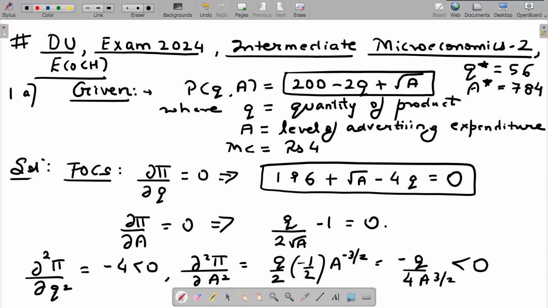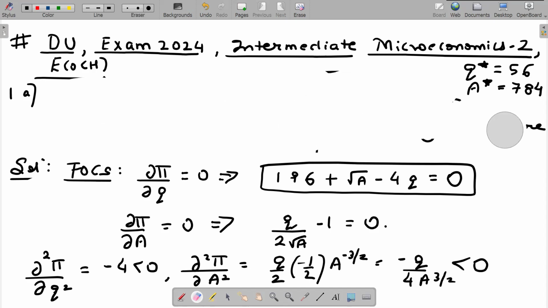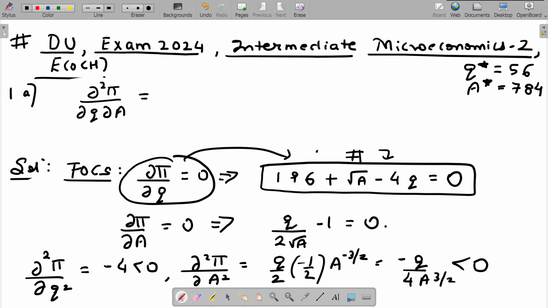Okay, and if I do the cross second order partial derivative, for which I am erasing this initial portion off, if I do the cross derivative, which is del square pi over del q del a. How do I find this? The del pi by del q equation, I differentiate this with respect to a. That means this equation, which is this, I differentiate with respect to a partially. So what do I get? The derivative of square root of a is 1 over 2 square root of a, which is positive.